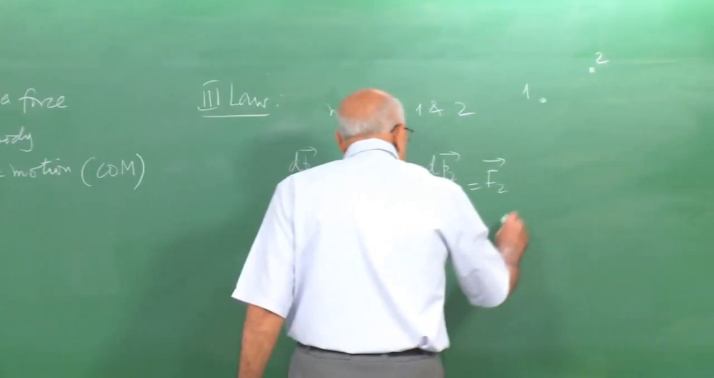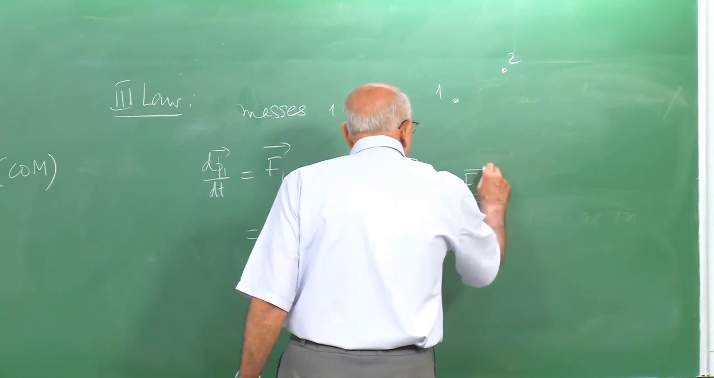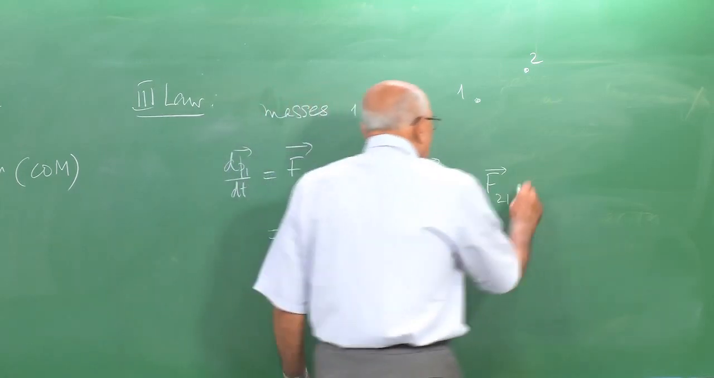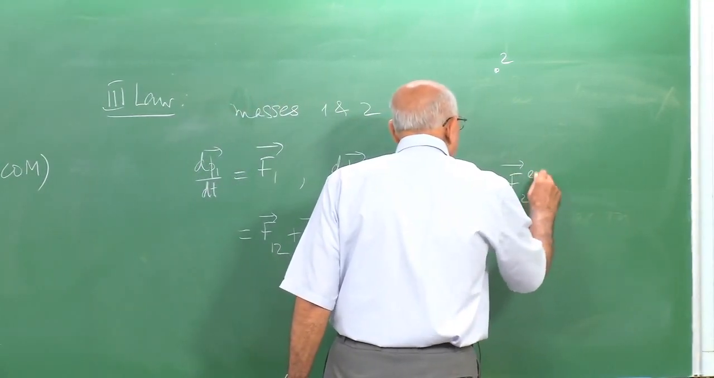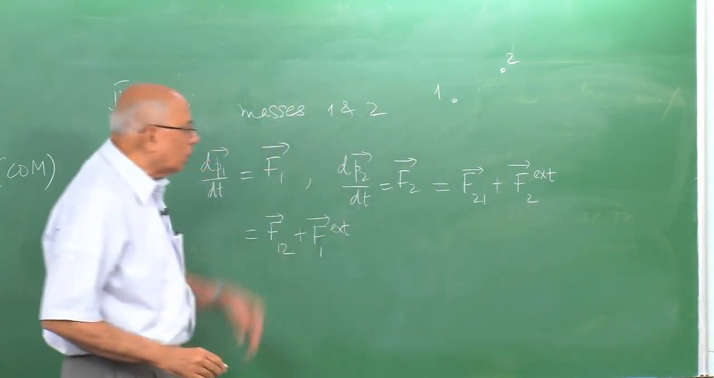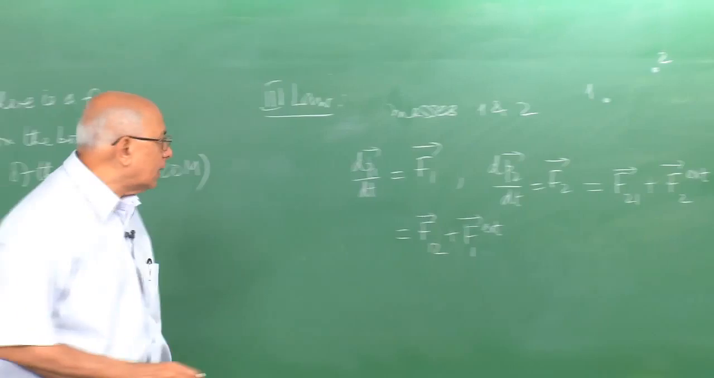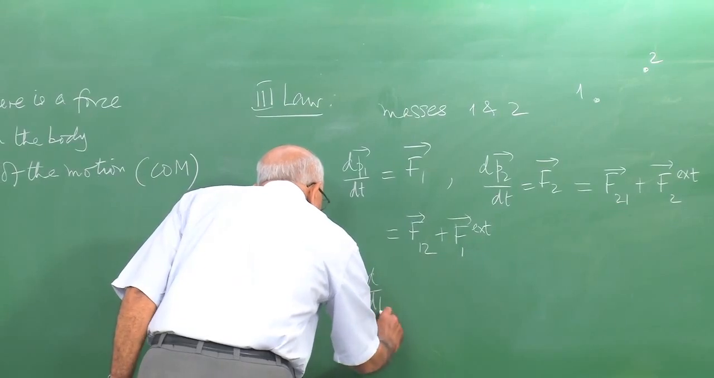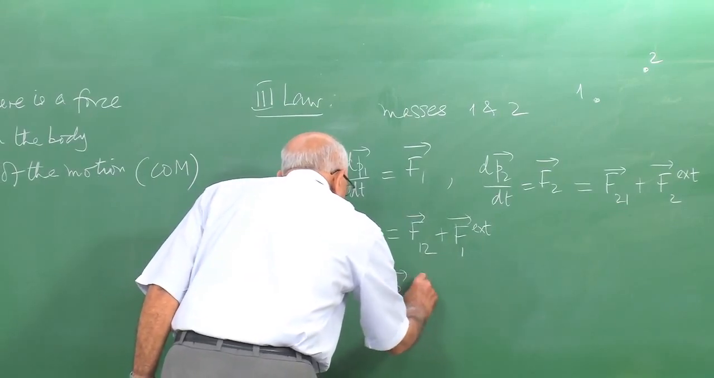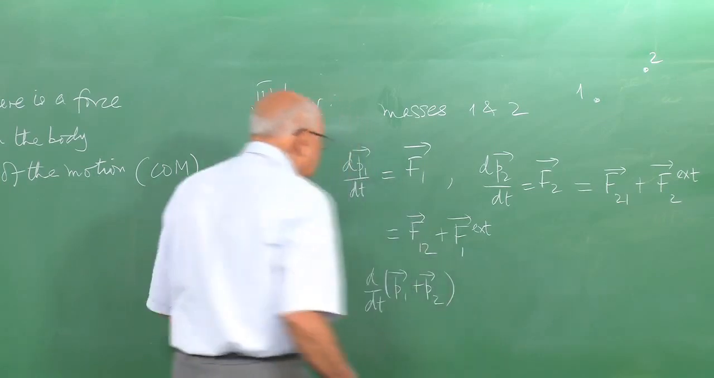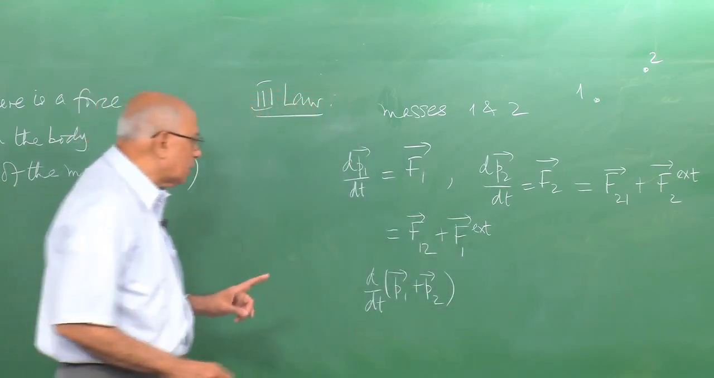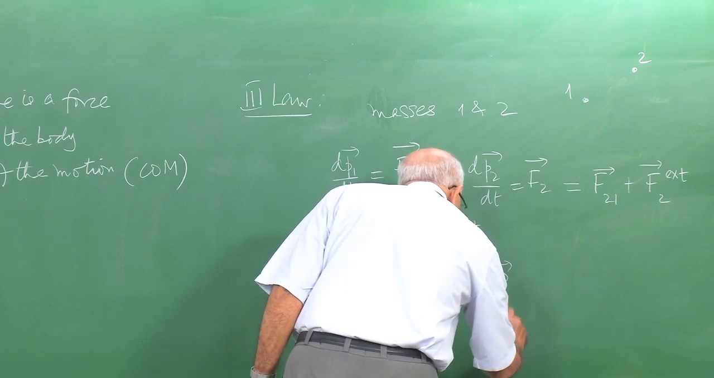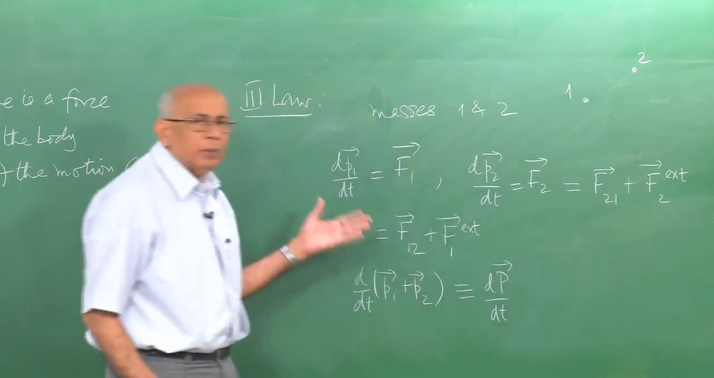And similarly, this is equal to F21, which is the force exerted on body 2 by body 1 plus F2 external, the force acting on body 2 due to any other agency. Then simply by adding these two equations, you immediately see that d over dt of P1 plus P2, which is the rate of change of the total momentum, let's call that capital P, where capital P is just P1 plus P2.